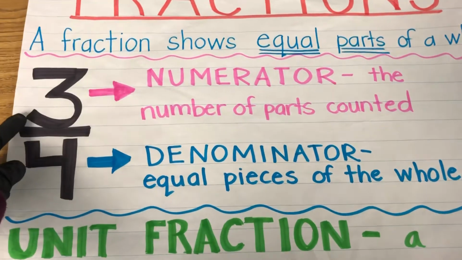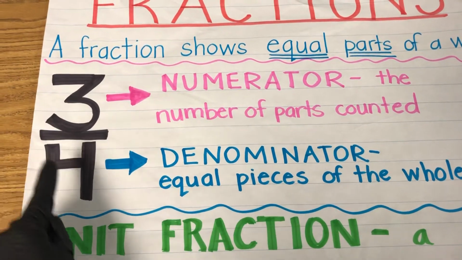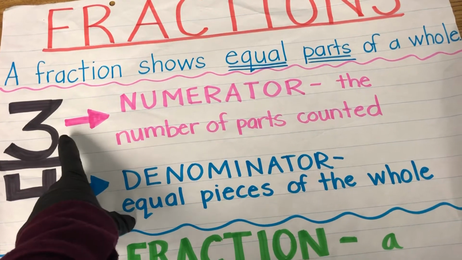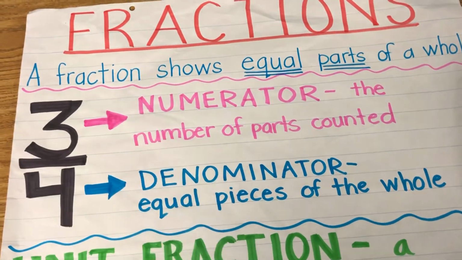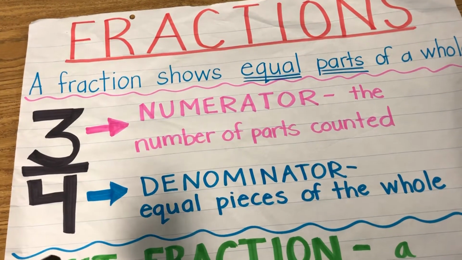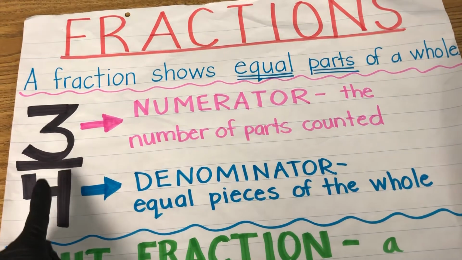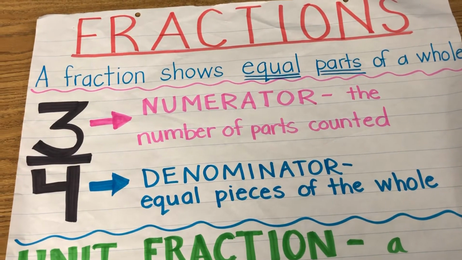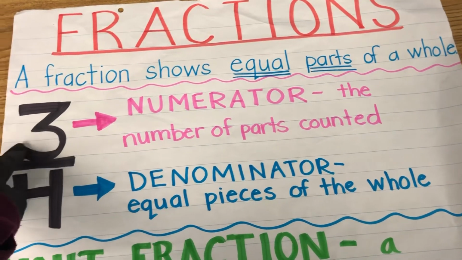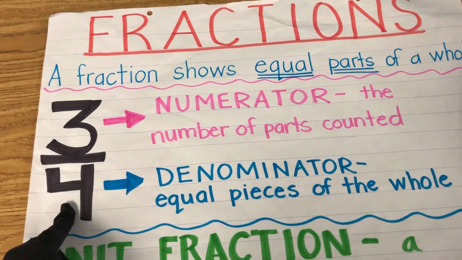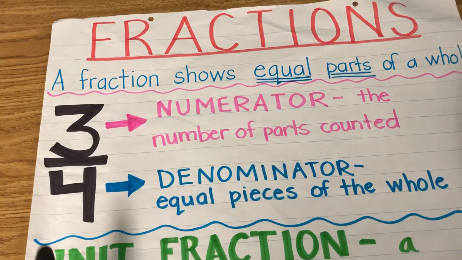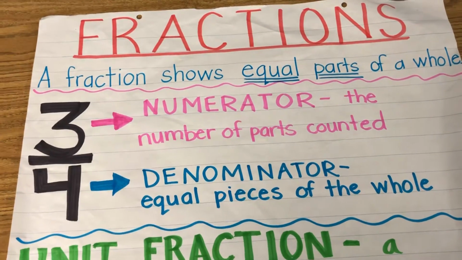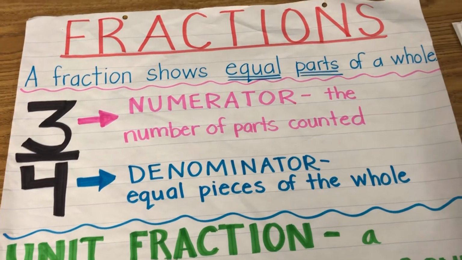You have a numerator, a fraction bar, and a denominator. The numerator is the number of parts you counted, sometimes the number of parts that are shaded. And the denominator is all of the equal pieces of the whole. So this is the number of parts you're talking about. This is the number of parts all together, whether they're shaded or not. And you put them over or under a fraction bar to create a fraction.